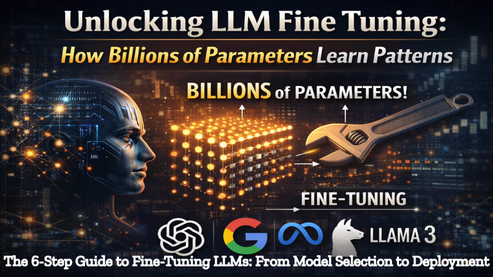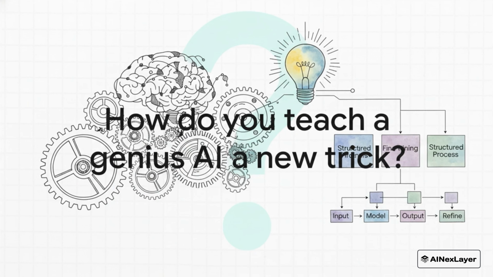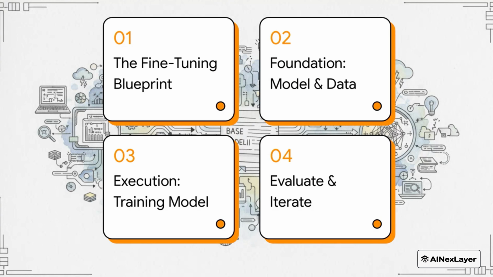Today, we're going to break down exactly how you can transform a general all-purpose AI into a razor-sharp specialist. This is the blueprint for fine-tuning. You start with this incredible, genius-level AI, but the real challenge is teaching it a very specific new trick. The secret to doing that is a structured process we call fine-tuning. We're going to walk through this in 4 key phases.